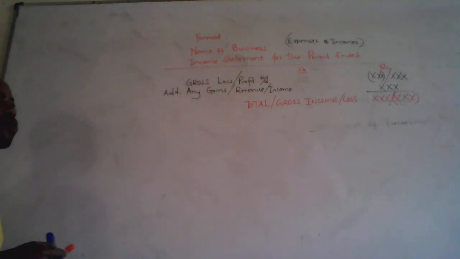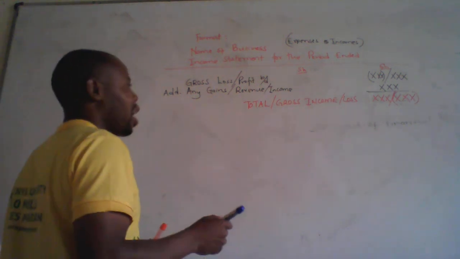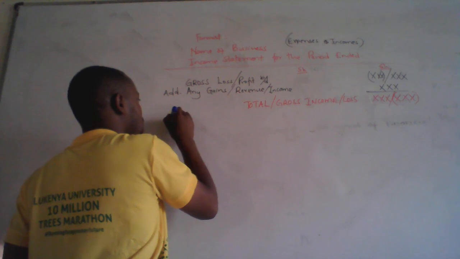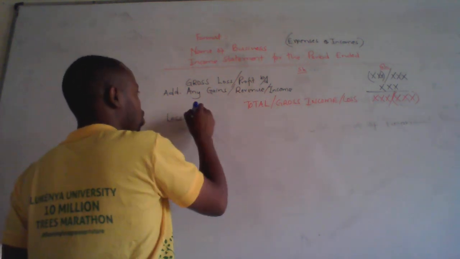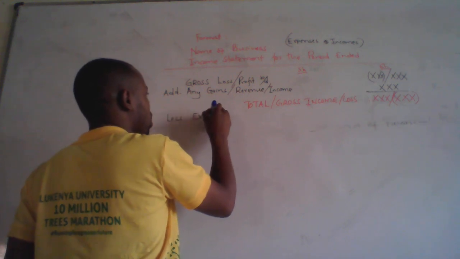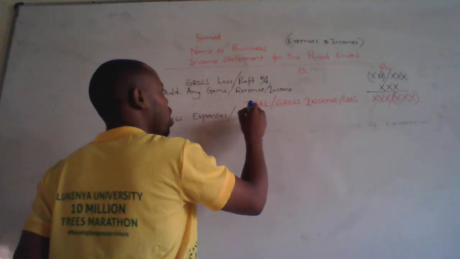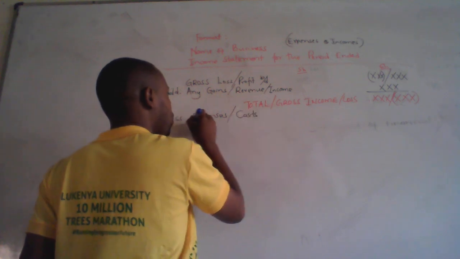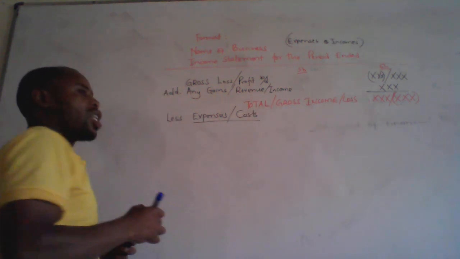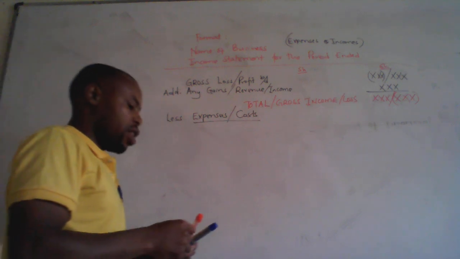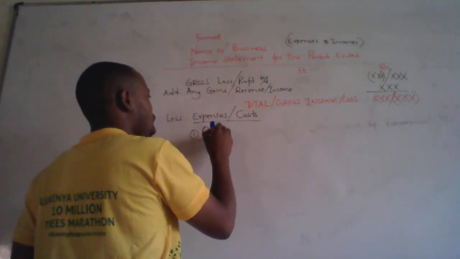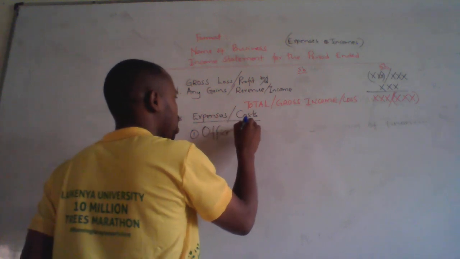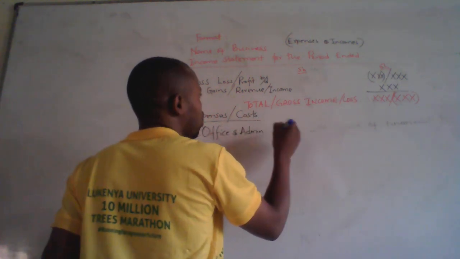Then to the gross income or the gross loss that you have obtained, you are supposed to less the different types of expenses that a business incurs. So we call them expenses, or we call them costs. These expenses are categorized into three. We have the first category of expenses. We always account for the office and administration expenses.